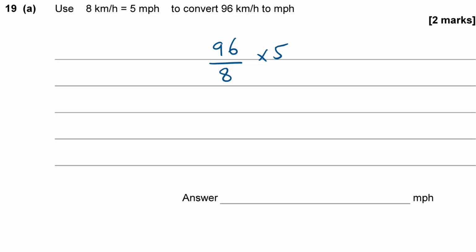So 96 divided by 8. 8's into the 80 go 10 times. 8 into 16 goes twice. So 8's into 96 are going to go 12 times. So 96 divided by 8 is 12, and 12 times 5 is 60. So it's 60 miles per hour.